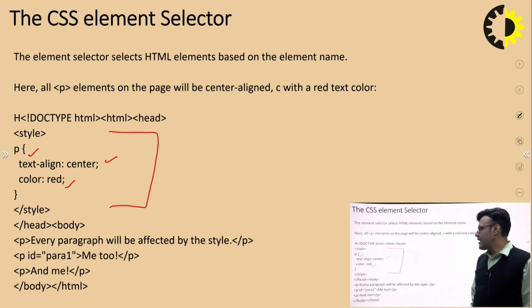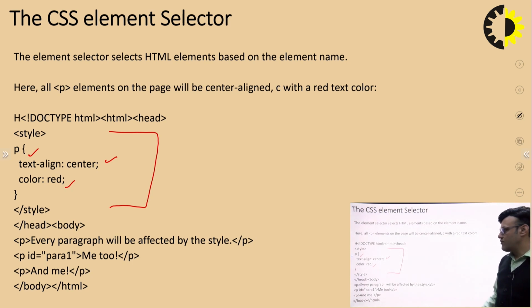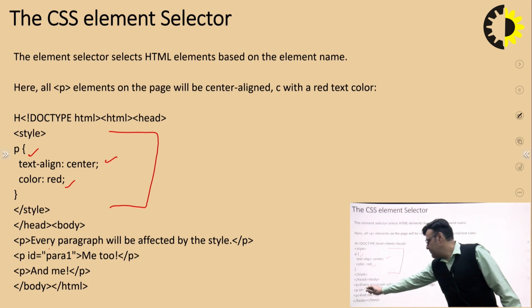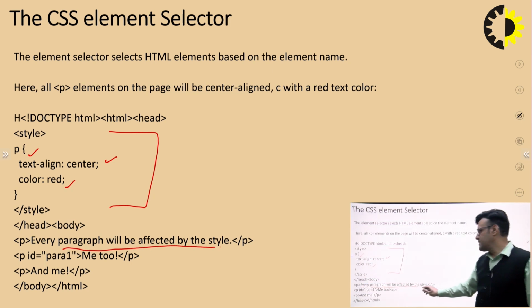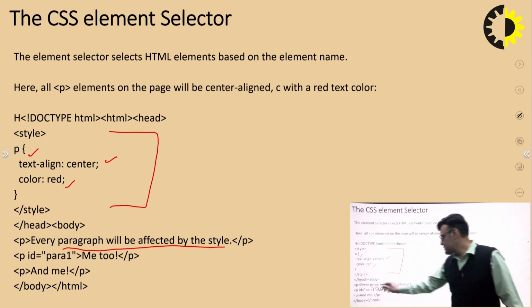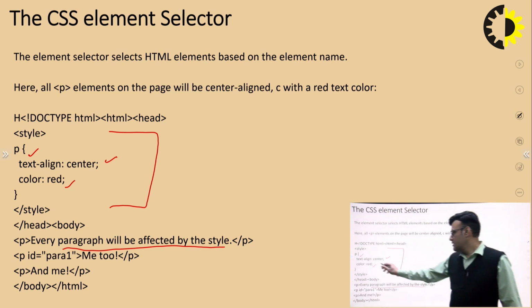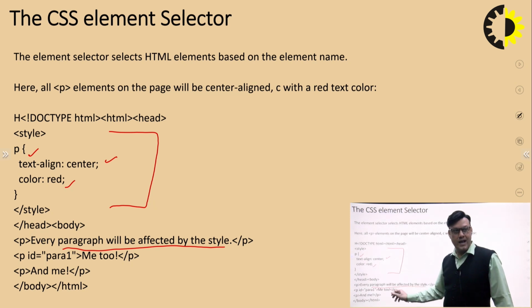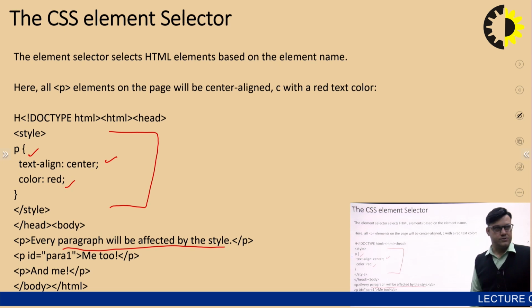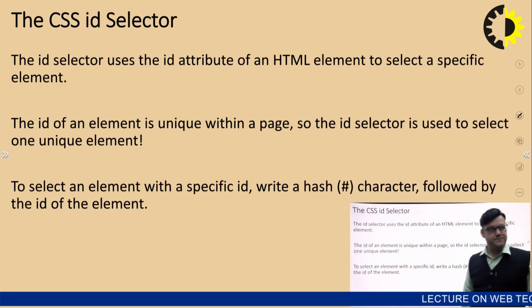Whenever this page is run on a web browser, here it is written paragraph, so every paragraph will be affected by the style. When it is displayed on the web browser, the color of this line will become red and it is aligned centrally. Text-align is center. Okay. So this is the CSS element selector.